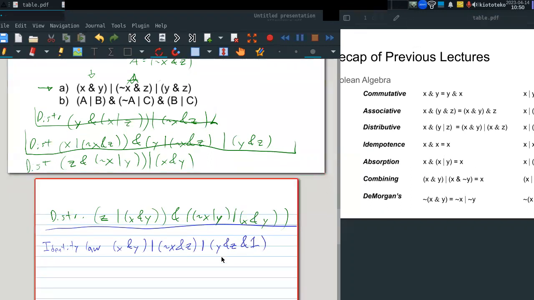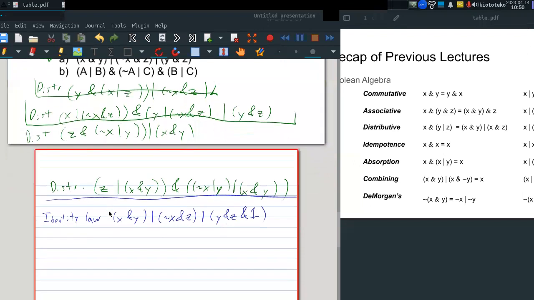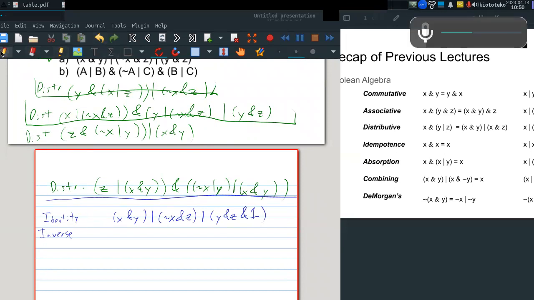Okay. So how can we transform this one? Well, we have the inverse law. And let me just put it here. Inverse law. Well, these are not laws. I don't know why I keep saying that, but are they laws? I don't know. Well, let's just say inverse property.